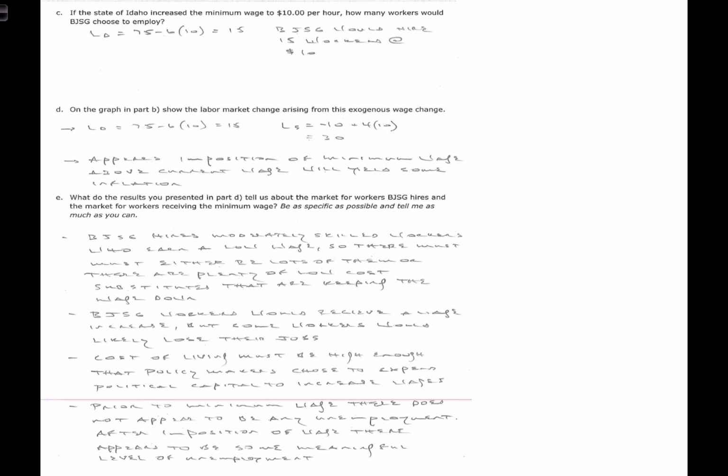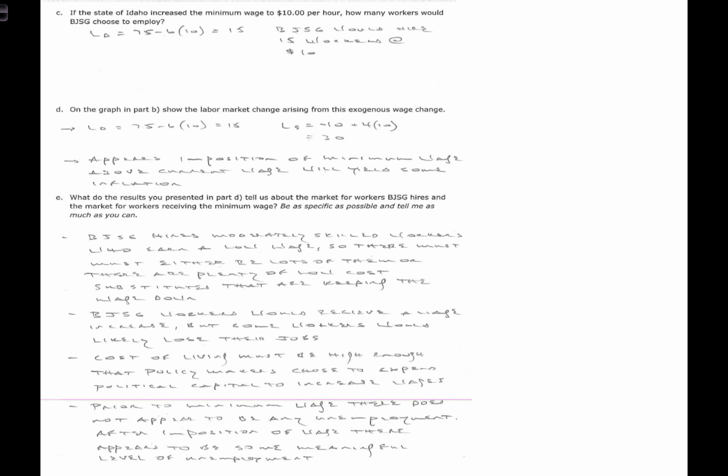It's probably interesting to note here that this is an imposition of a minimum wage above the current equilibrium wage. So this would be a wage floor, not a wage ceiling. So finally, I say, what do the results you presented in Part D tell us about the market for workers BJSG hires and the market for workers receiving the minimum wage? Please be as specific as possible.